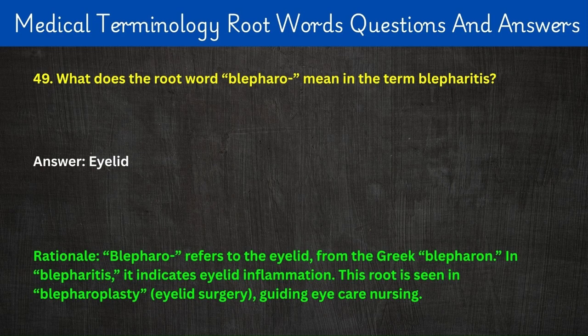49. What does the root word blepharo- mean in the term blepharitis? Answer: eyelid. Rationale: Blepharo- refers to the eyelid, from the Greek blepharon. In blepharitis, it indicates eyelid inflammation. This root is seen in blepharoplasty, eyelid surgery, guiding eye care nursing.